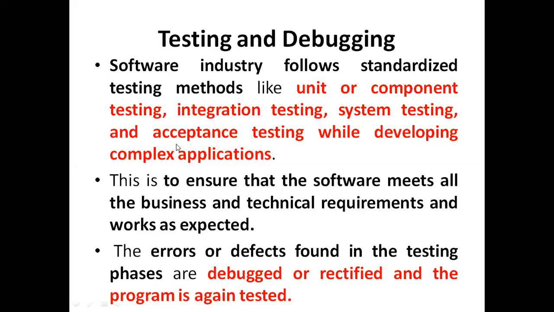And here we have acceptance testing while developing a complex application. These are the different types of testing methods that people inside the software industry use: unit testing, component testing. Unit or component testing is nothing but individual program testing. We call it unit or component testing.